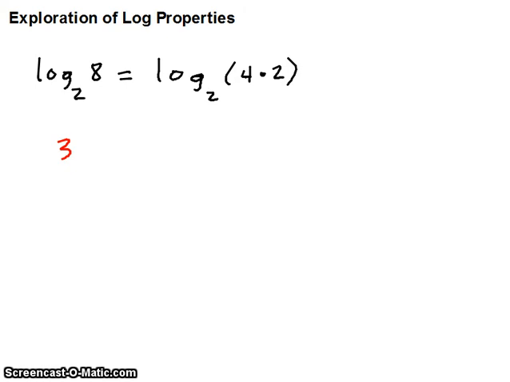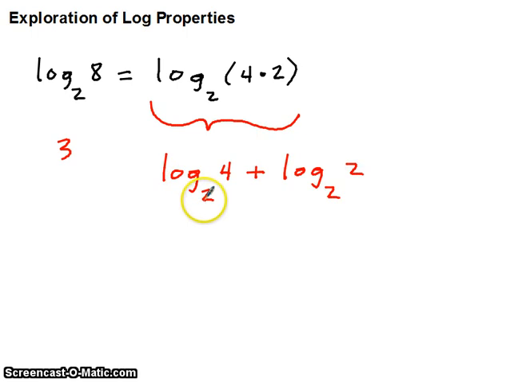Now, there's a property, which you guys might recall, that says if you have a log of one term times another term, then you can break that apart into 2 separate logs added together, right? So here, we have multiplication, and that means we can break it apart into log base 2 of 4 plus log base 2 of 2. And what do we get here? 2 to the second power is equal to 4, and 2 to the first power is equal to 2. And so we get a 3 out of that, right?